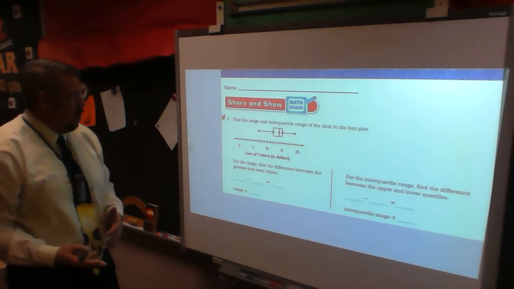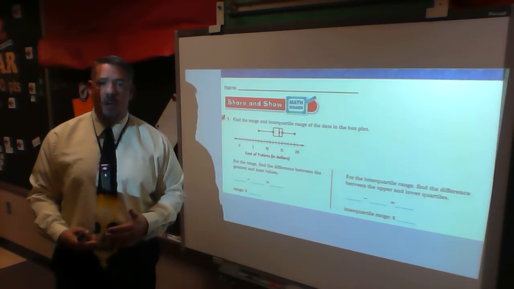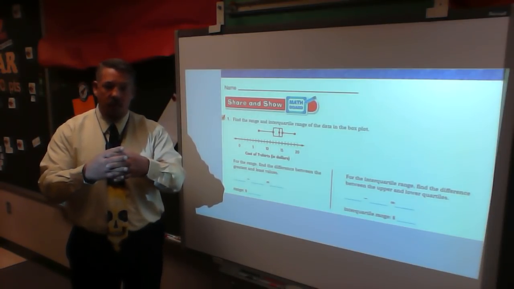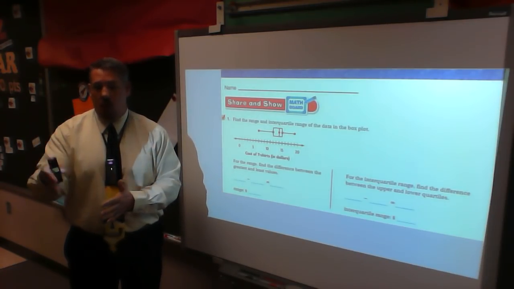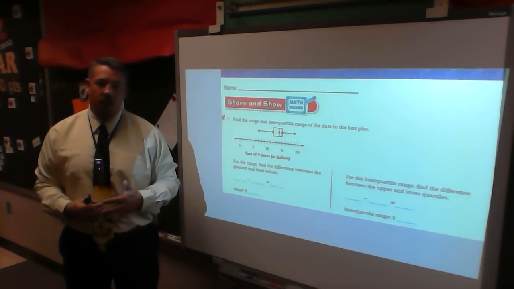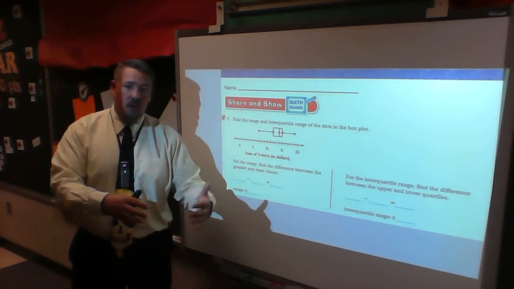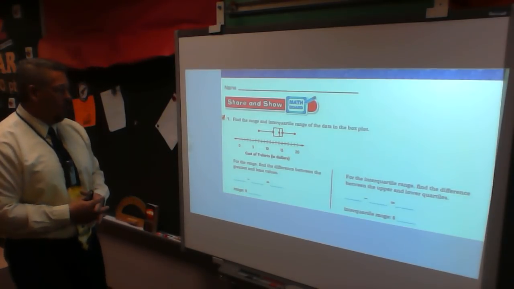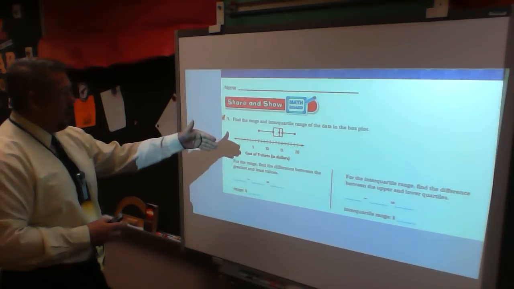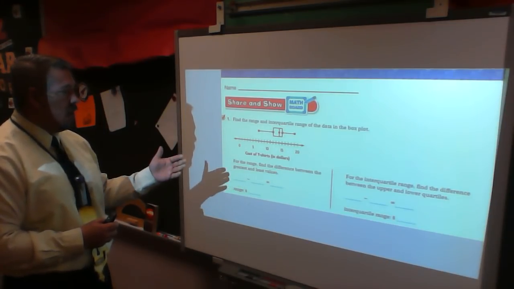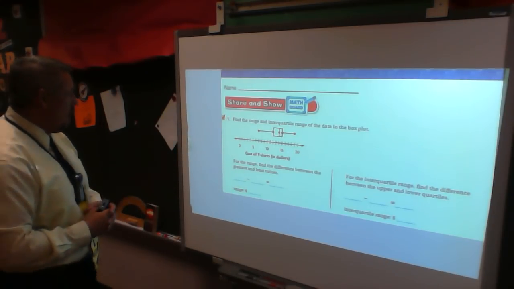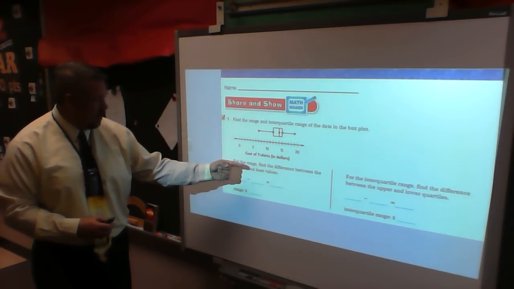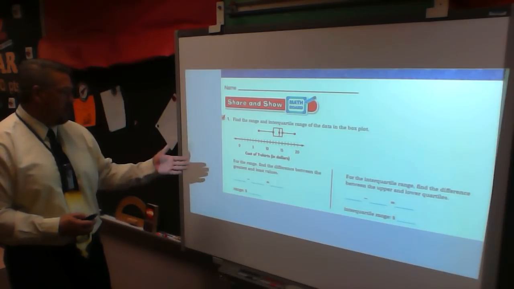All right. So we're jumping quickly into the share and show, because all this is marrying all of those pieces of information, from being able to find the range and the mean in Chapter 12, to doing lesson 13.2 and 13.3 together, all in one step. So find the range and interquartile range of the data in the box plot. For the range, find the difference between the greatest and the least values. Well, my greatest and my least.